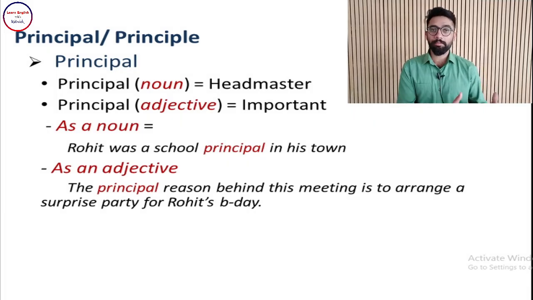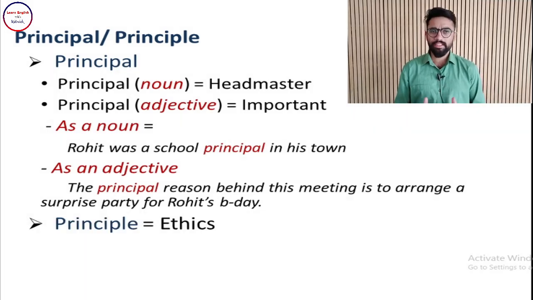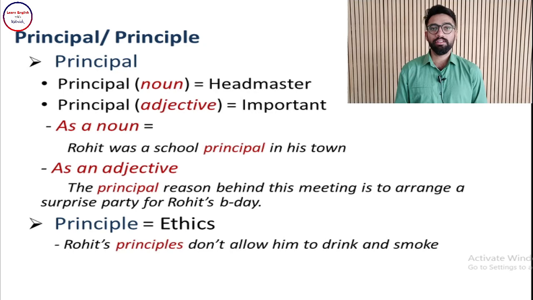Now the second, principle, means ethics. For example, Rohit's principles don't allow him to drink and smoke. That means smoking and drinking are against his ethics.